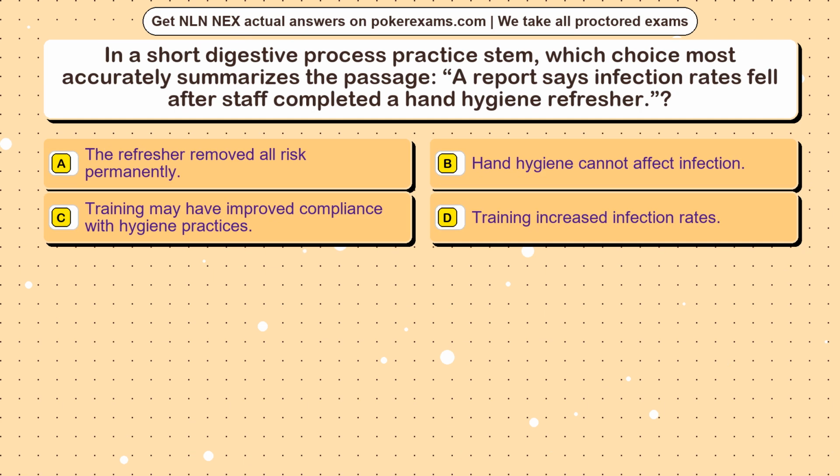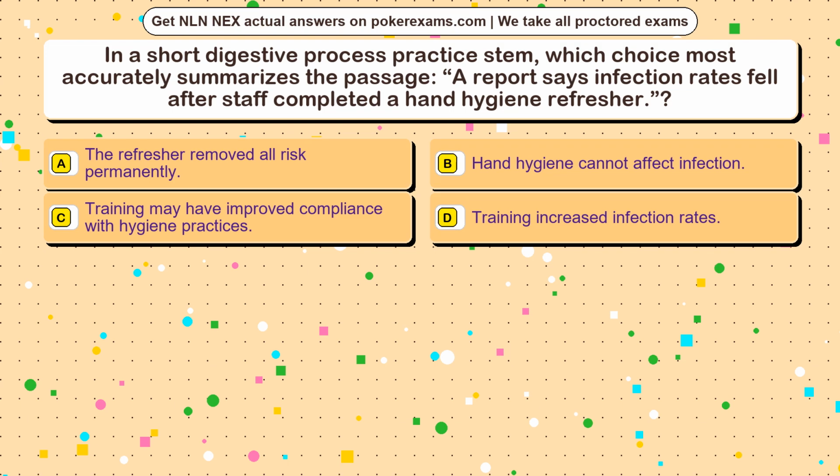Question 14. In a short digestive process practice STEM, which choice most accurately summarizes the passage? A report says infection rates fell after staff completed a hand hygiene refresher. Option A, the refresher removed all risk permanently. Option B, hand hygiene cannot affect infection. Option C, training may have improved compliance with hygiene practices. Option D, training increased infection rates.